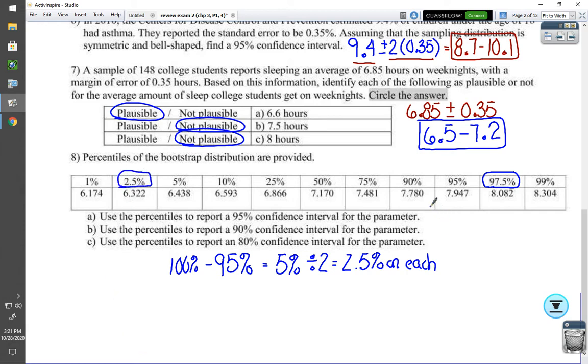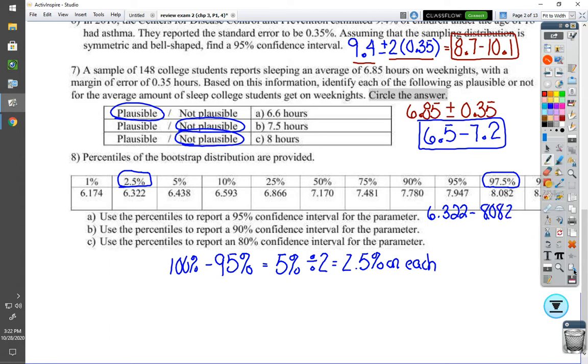So for my first solution, 6.322 to 8.082. For my next one, I'm going to do a 90%. Well, I'm going to do everything the same, but now I know there's 10% left over. And 10% divided by 2 is going to be 5% on each side. So now I'm going to find 5% on each side, which is going to put me at 6.438 up to 7.947.